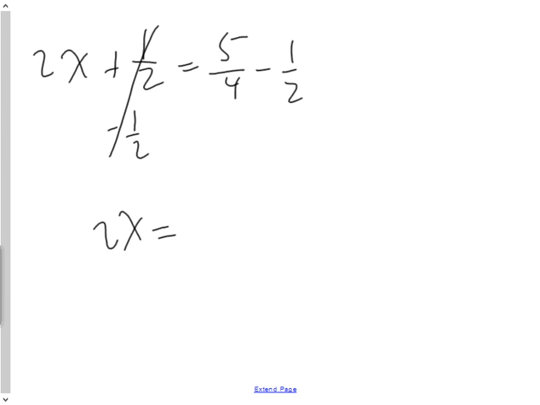So this would be 2x equals, and once we have it written like this, we need to find our common denominators. And we need to subtract the numerators to get 3/4. Now our next step, if I was to isolate, I want to get rid of the coefficient of 2. And since coefficients are multipliers, we're going to divide both sides by 2. Here I'm going to divide it by 2 to get x.